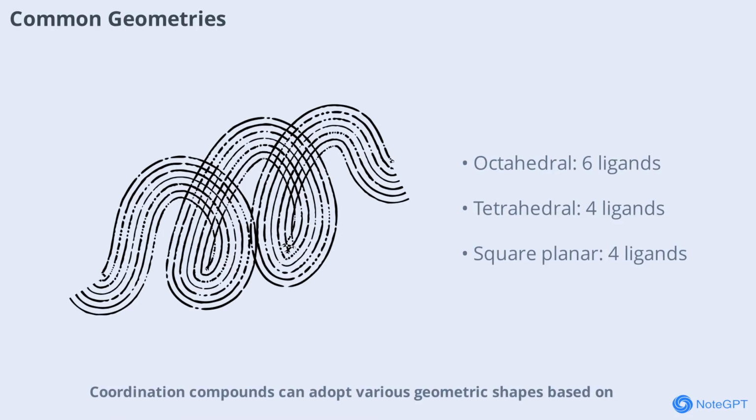Coordination compounds can adopt various geometric shapes based on their coordination number and the nature of the ligands. The most common geometries include octahedral, tetrahedral, and square planar. For instance, a coordination number of 6 often leads to an octahedral geometry, while 4 can result in either tetrahedral or square planar arrangements. The geometry influences the compound's chemical behavior and physical properties, making it a key aspect of coordination chemistry.